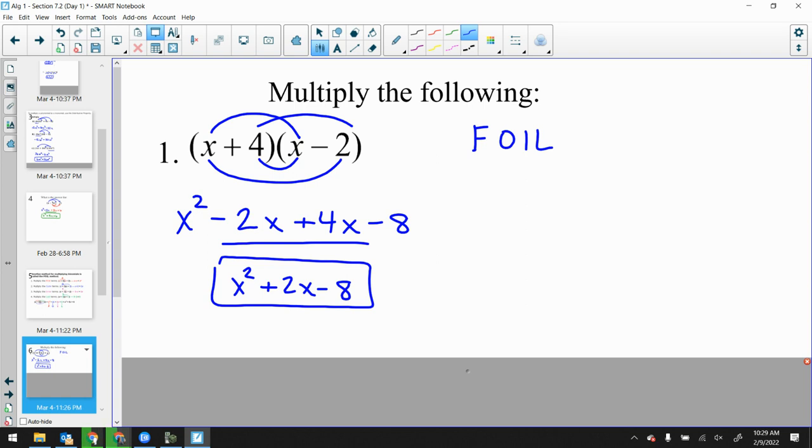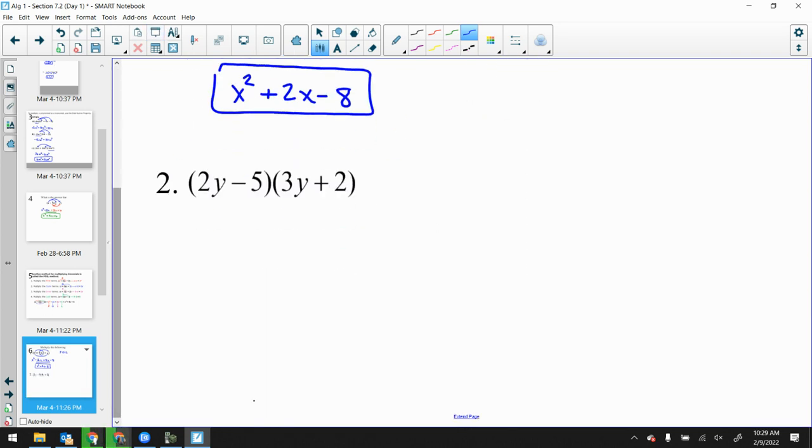Let's do another example, shall we? Again, we're using the FOIL method here.